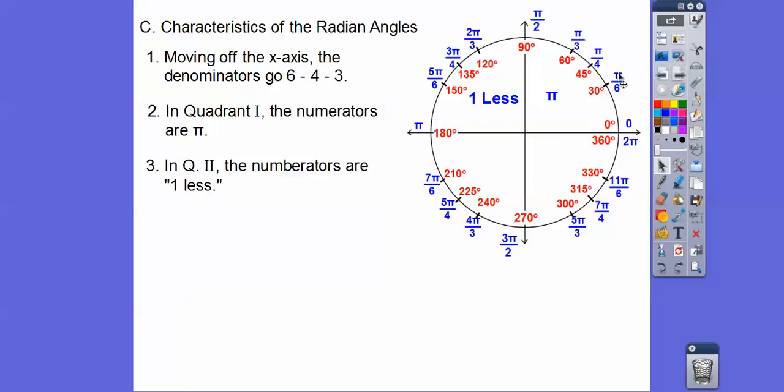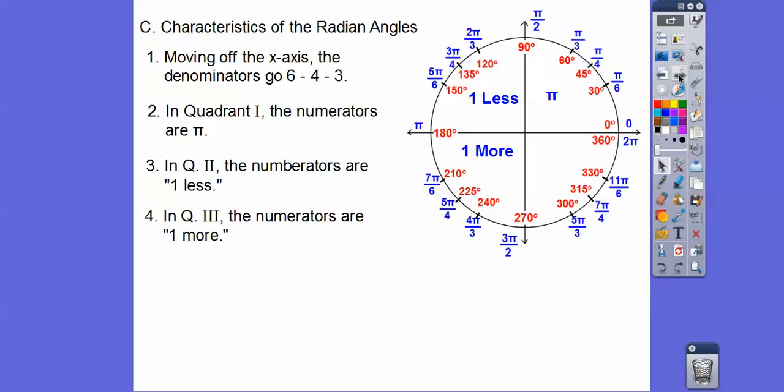In quadrant 2, the numerator still has pi. They all have pi's, but the numerator is 1 less than the denominator. If that's 3, then that's 2. If that's 4, then that's 3. If that's 6, then that's 5. Look at these numerators: in quadrant 3, the numerators are 1 more.